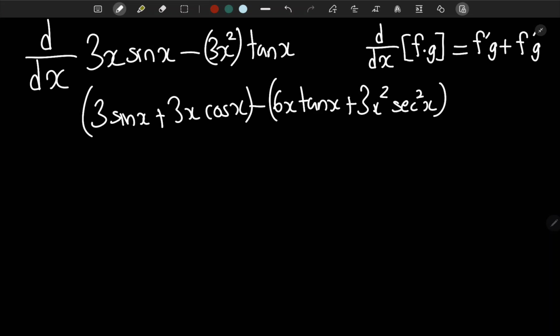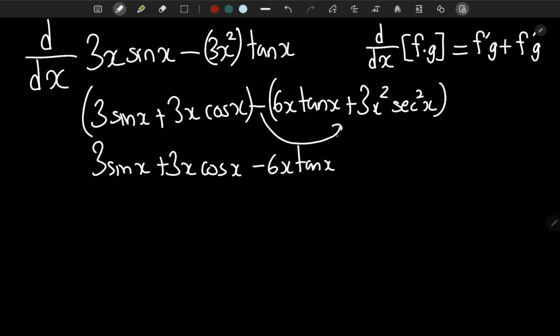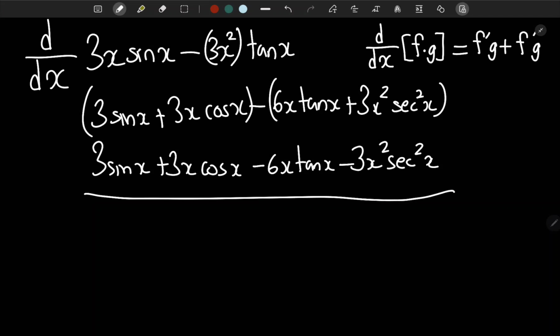now we can simplify this, so let's distribute the negative sign. The first part is going to stay the same, so 3 sine x plus 3x cosine x minus 6x tan x, and then we distribute this minus sign over here, so it's going to become minus 3x squared secant squared x. I don't think we can simplify or factor anything here, so this should be the final answer. We could factor a 3 outside, but it really doesn't make a difference.